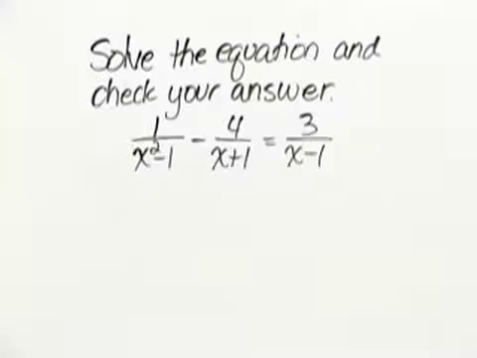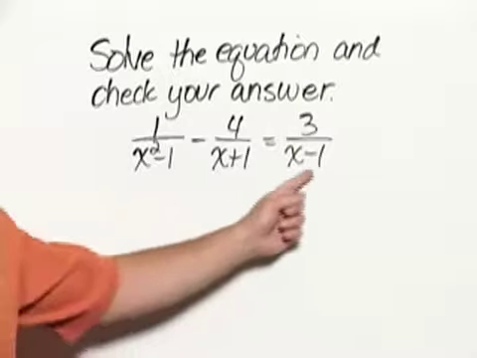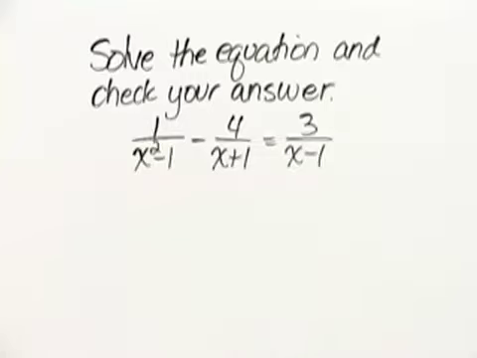Solve the equation and check your answer. 1 over x squared minus 1, minus 4 over x plus 1, equals 3 over x minus 1. So to solve this, we are going to multiply both sides of the equation by the LCD.